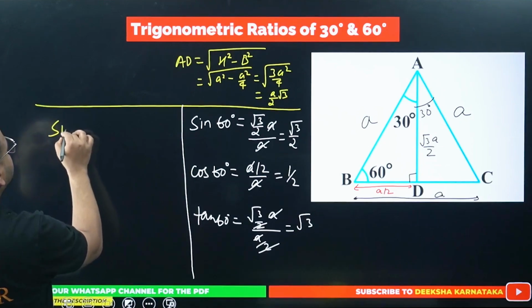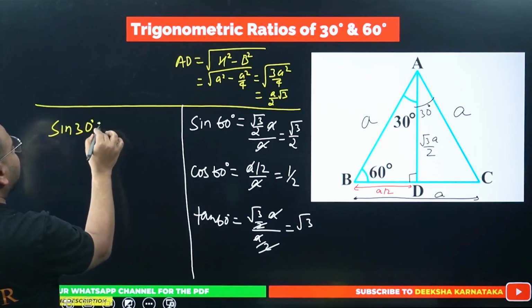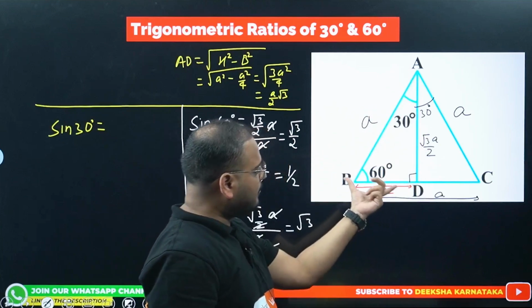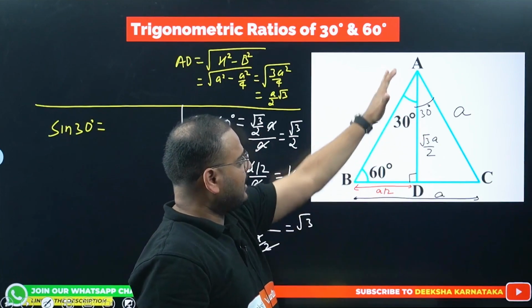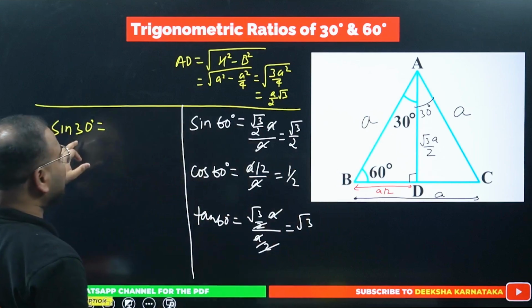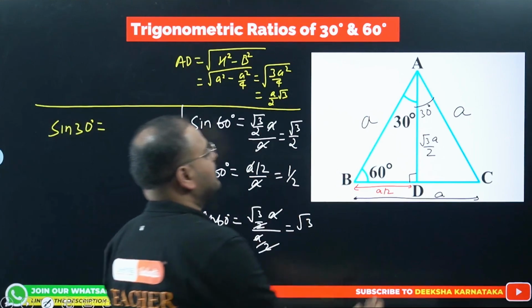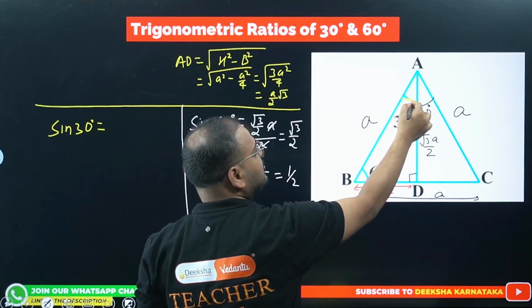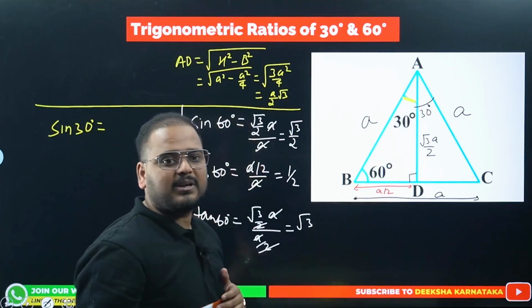Sin 30. I hope you are getting it, right? When I took sin 60, this was my opposite side, this is my base or the adjacent side, and the hypotenuse. I am taking sin 30 now. For sin 30, this is my adjacent side. For this 30 degrees, what's my adjacent side?